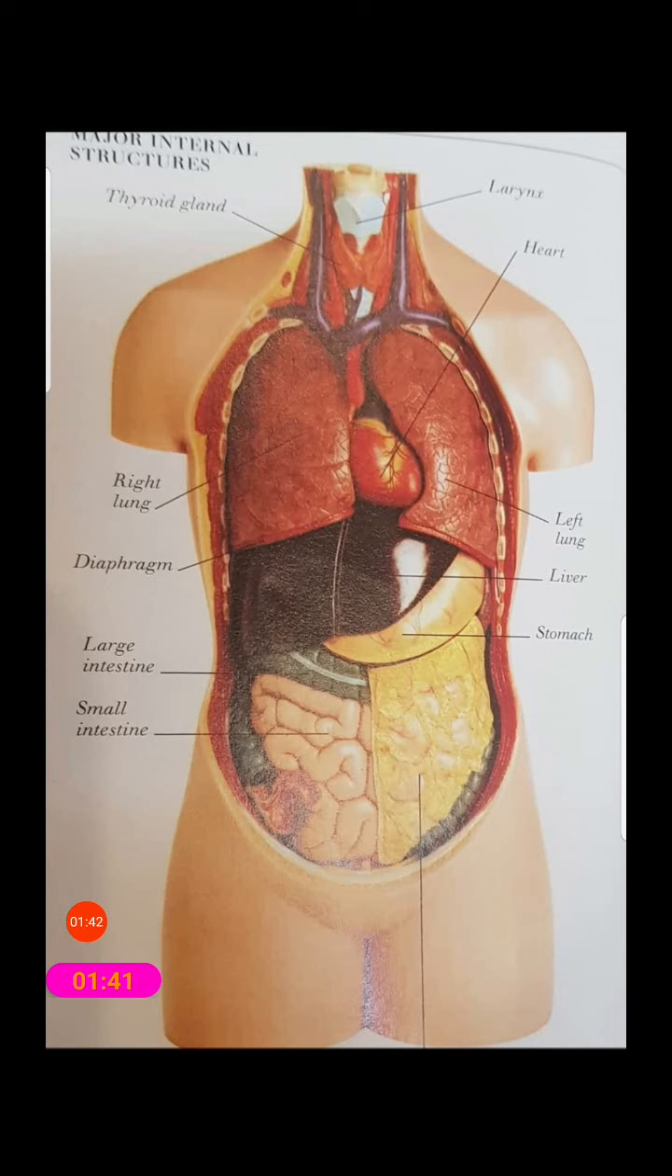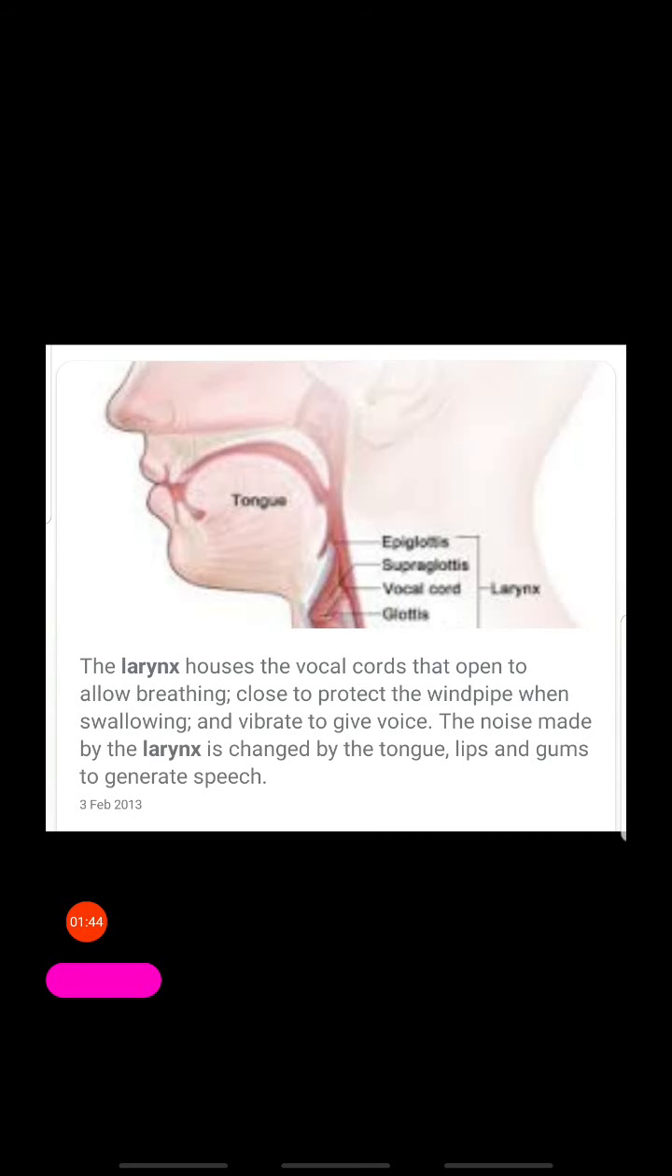Next we will discuss about the functions of the body. Larynx. The larynx houses the vocal cords that open to allow breathing, close to protect the windpipe when swallowing, and vibrate to give voice. The noise made by the larynx is changed by the tongue, lips, and gums to generate speech.